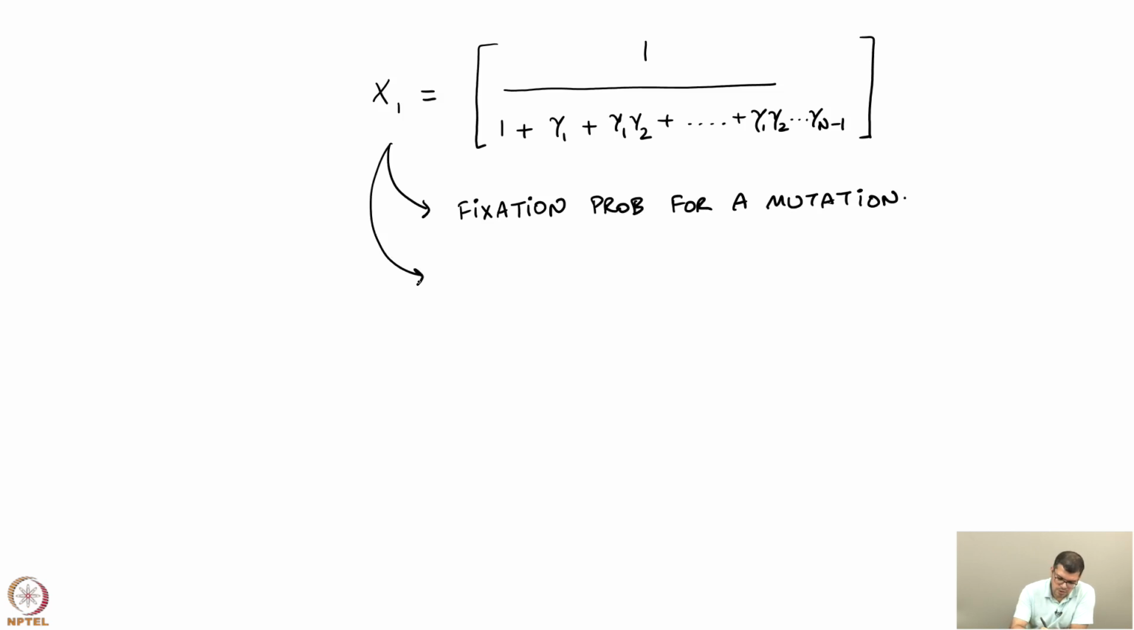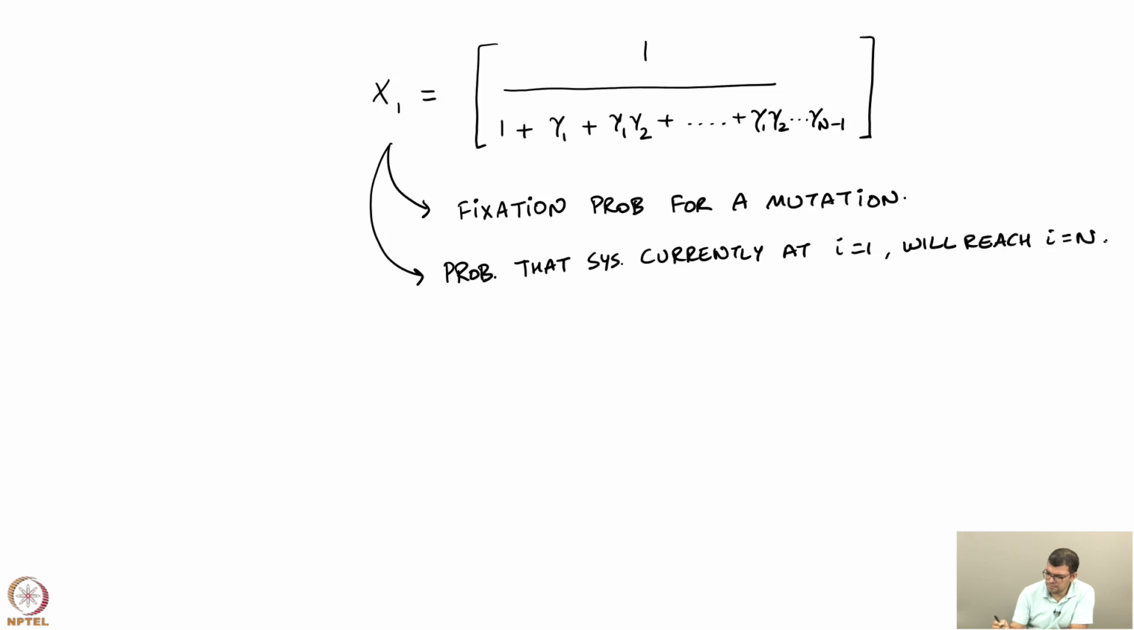Or this can also be rewritten as the probability that the system currently at I equal to 1 will reach n. That the beneficial mutant that has arisen in the population will be able to outcompete the ancestor genotype that is present in the population, of which there are n minus 1 individuals. It will be able to outcompete all of them and fix in the population.